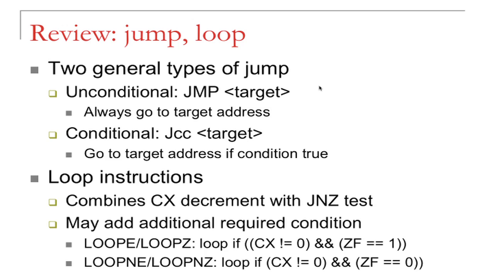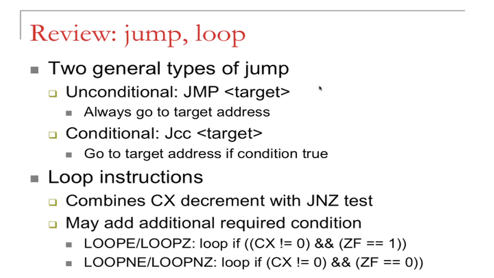Let's do a quick review on jump and loop instruction, and then we're going to talk about subroutines. We talked about two general types of jump, unconditional and conditional. Unconditional jump, or JMP, takes one operand, that is the target. It always will take the microprocessor to the target address. Conditional jump instruction is in the format of JCC, where CC is going to be replaced with a condition code, and then the operand is the target. It will go to the target address if condition is true.